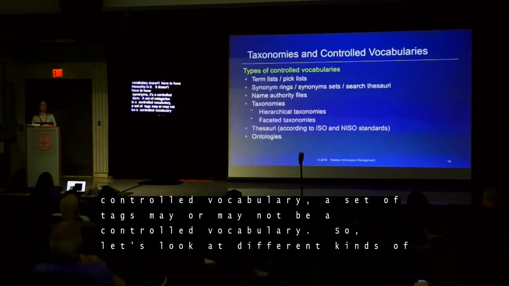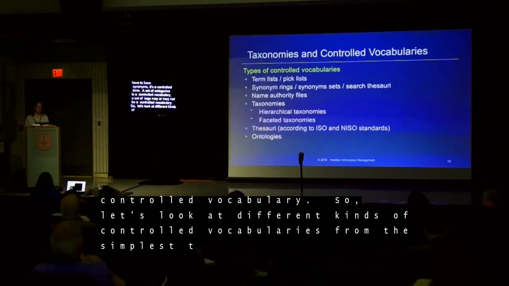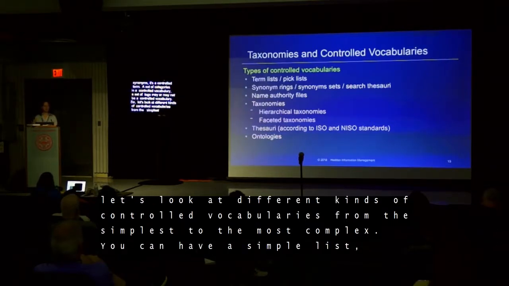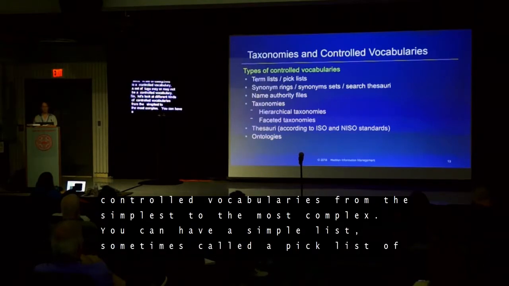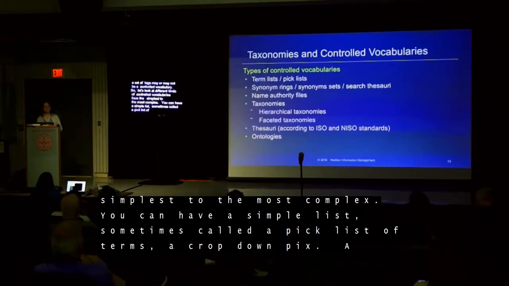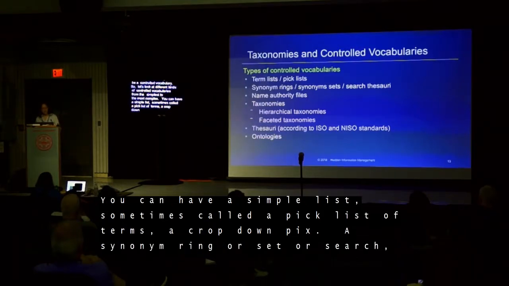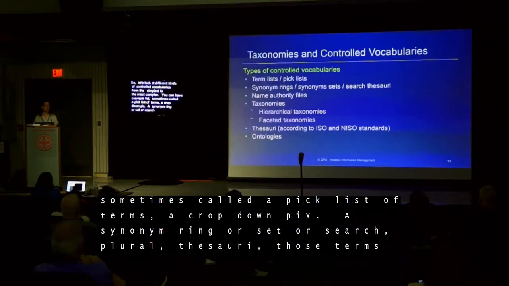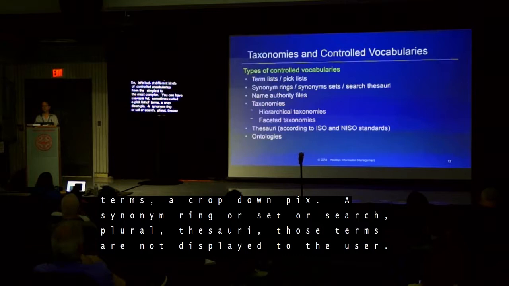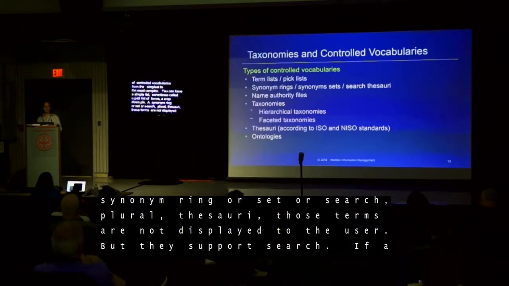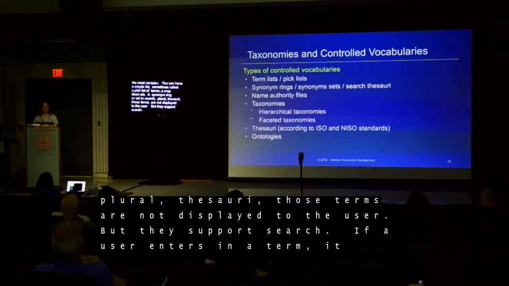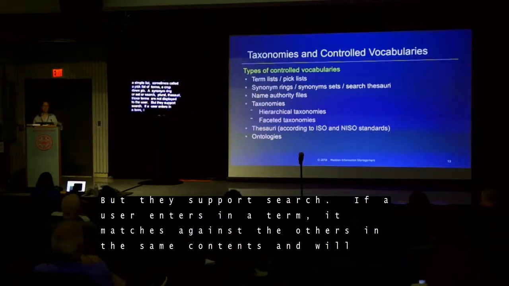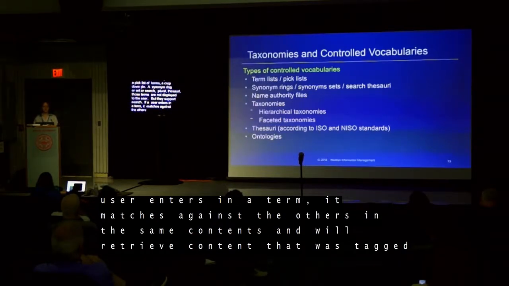So let's look at different kinds of controlled vocabularies, from the simplest to the most complex. You can have a simple list, which we sometimes call a pick list, such as a drop-down box. Something called a synonym ring, or a synonym set, or a search thesaurus, plural thesauri. The terms are not displayed to the user, but they support search. So if a user enters a term, it matches against the others in the set of synonyms for the same concept and will retrieve content that was tagged with it.